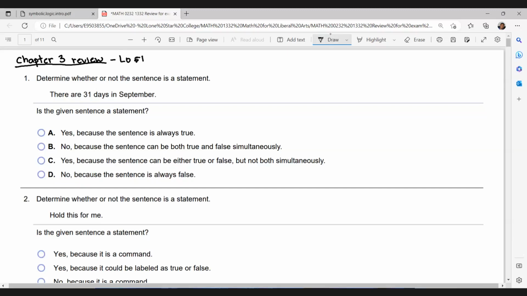Okay, let's just get started. As we go through the questions, we can add a little bit of information here and there. The first question of this review asks us to determine whether the sentence is a statement. A mathematical statement is either true or false. It cannot be both.